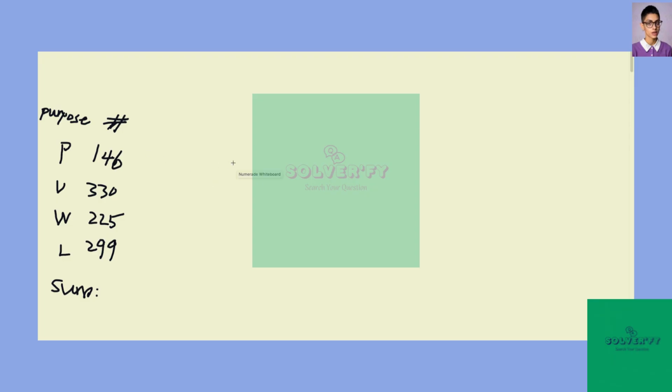Hi there. This question asks us to draw a pie chart based on the purposes for which people travel, and we have four purposes here. I use abbreviations for simplicity. P denotes personal related reasons, V is for visit friends, W is for work related, and L is for leisure.